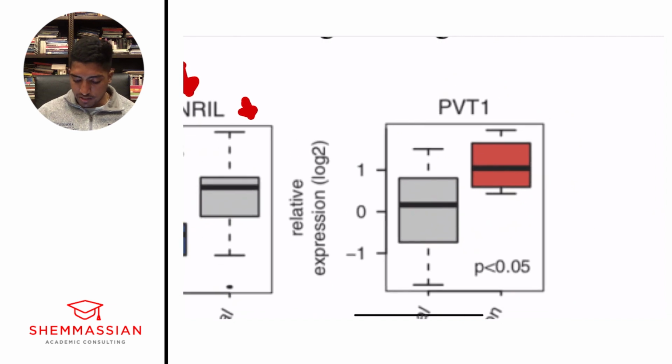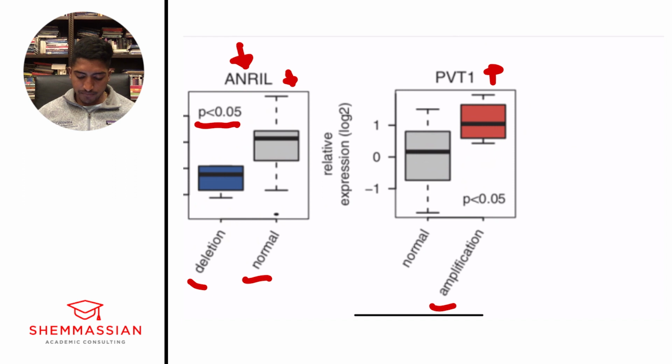Well, we know PBT1 on its own is an increase. But what happens when we have that amplification? Well, we see there's this shift. It increases, right? Just as from normal to deletion we went down, from normal to amplification we go up. And we see that it's significant in the same way. P-value less than 0.05, significant.